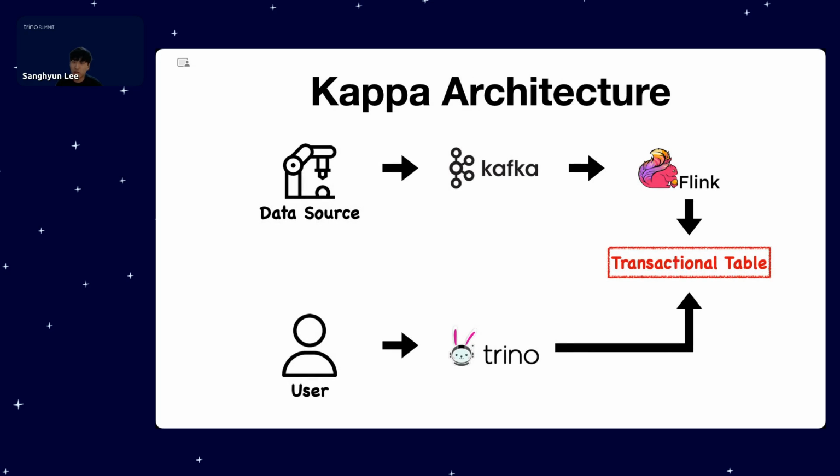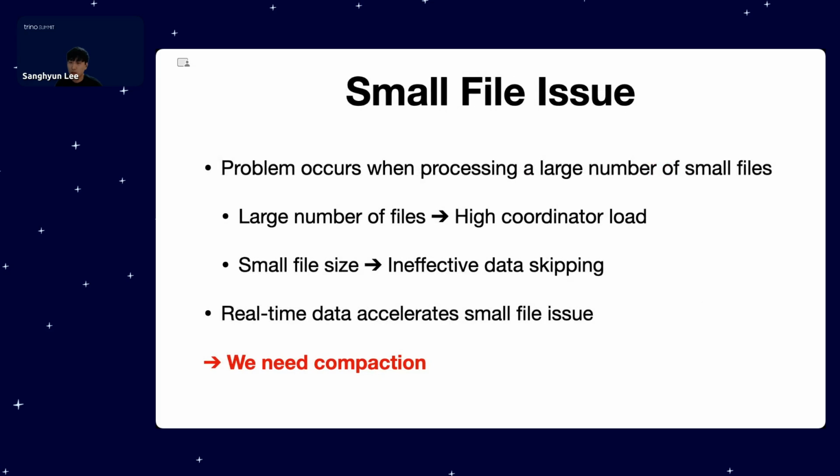Let's go back again to our Kappa architecture diagram. As mentioned earlier, we chose to store our data in a transactional table to achieve exactly once delivery. However, there's one more problem here. It's a small file issue that happens all the time when serving real-time data. So, what is a small file issue? Small file issue is a problem that occurs when processing a large number of small files.